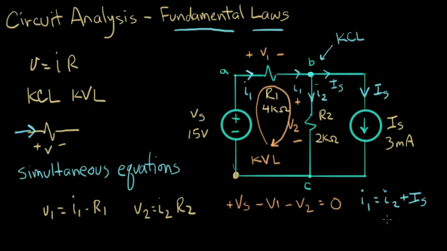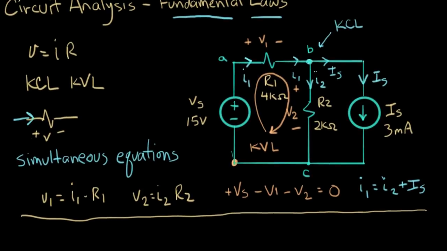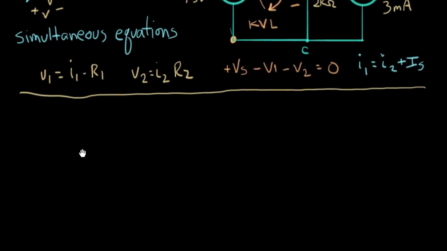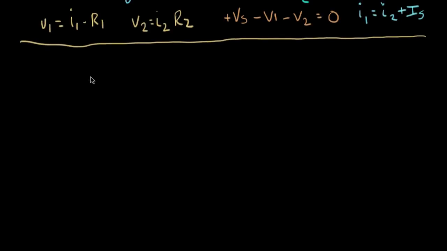So look, now I have my 4 equations. Here are my 4 simultaneous equations, and this is what we have to solve. So let me move the screen up and we'll start doing that. Let's do a double check. We had 4 unknowns, V1, I1, V2, I2. Here's V1 and V2, and here's I1 and I2, and I have 4 equations. So we ought to be able to do this.